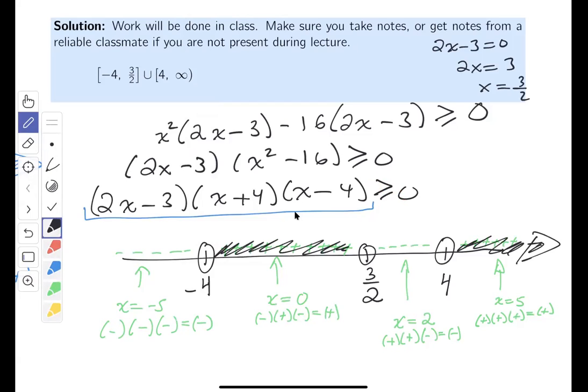All right. What's the other question? When is it equal to 0? Well, if you plug in -4, that expression becomes 0. If you plugged in 4, that expression becomes 0. And if you plugged in 3/2, that expression becomes 0.